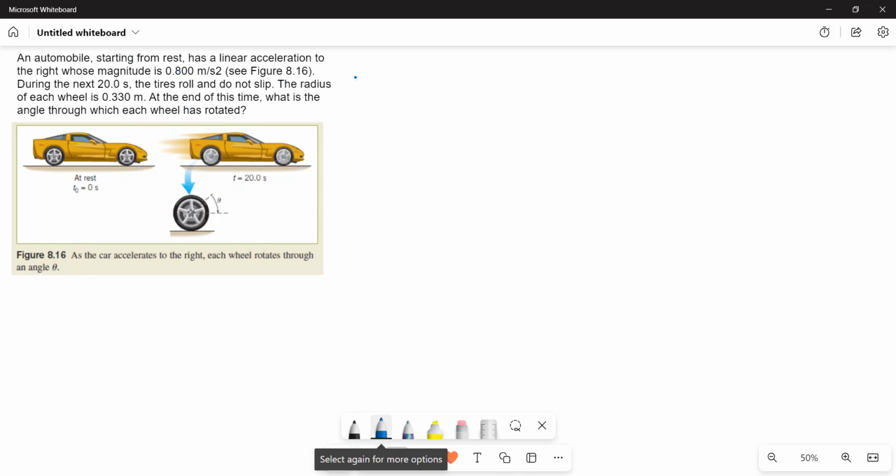Starting from rest means the initial velocity is 0. Vi is equal to 0. This implies omega i is also 0. We know v is equal to R omega, so omega is equal to v by R. Since v is equal to 0, omega is equal to 0.